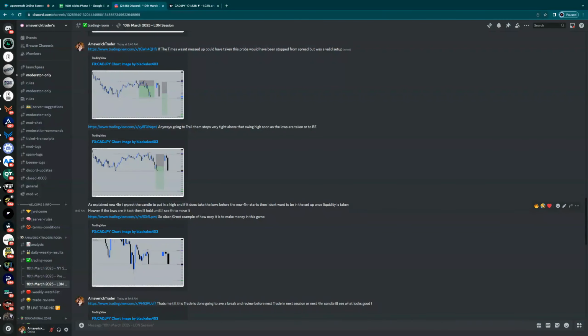Yeah, so look, as explained, the new 4 hour, I expect the candle to put in a high, and if it does take the lows before the new 4 hour starts, then I don't want to be in the setup once liquidity is taken. However, if the lows are intact, I will hold.